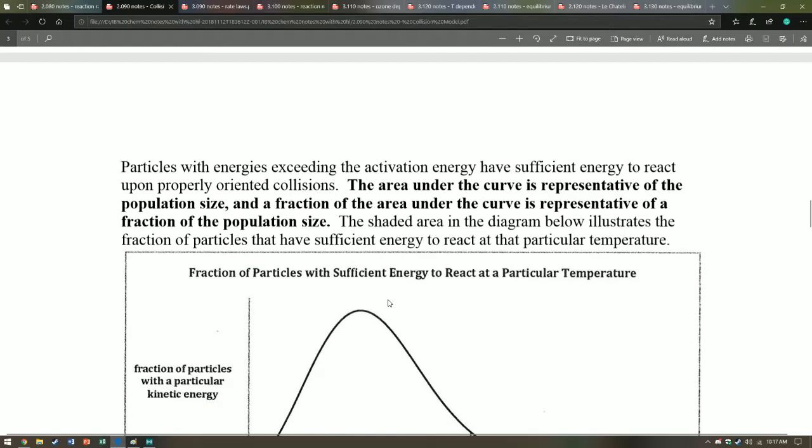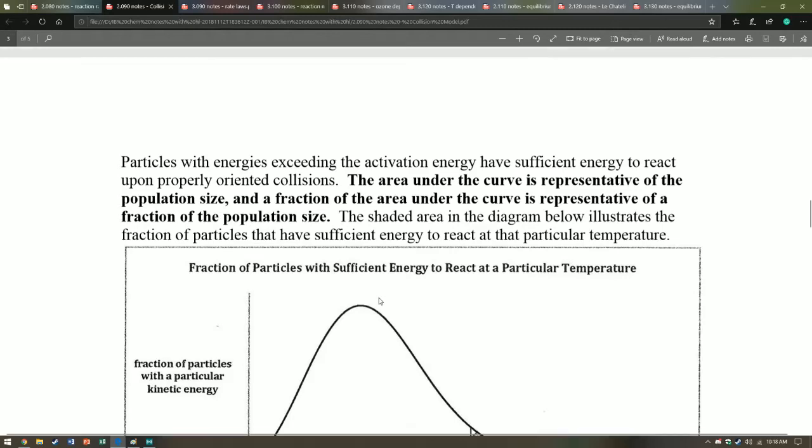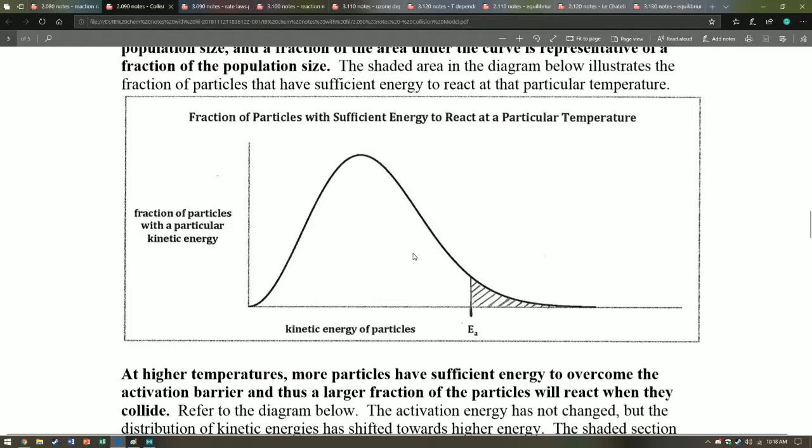Particles with energies exceeding the activation energy have sufficient energy to react upon properly oriented collisions. The area under the curve is representative of the population size, and a fraction of the area under the curve represents the fraction of the population size. So basically the area under the curve, or the integral, if you really want to get technical, is representative of the number of particles that have a particular kinetic energy, or in this case the fraction of particles that meet or exceed the energy requirement.